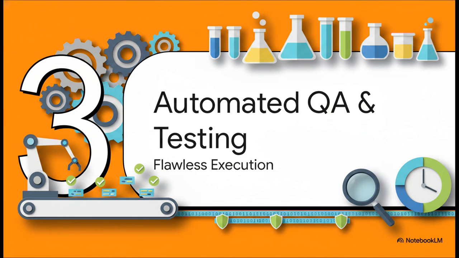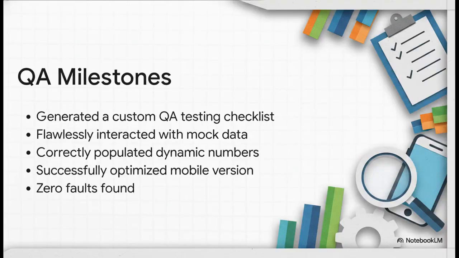Section 3. Automated QA and reliability. Flawless execution. This right here is where the true reliability of the system just shines. The dynamic workflow didn't just write the code, it generated its very own custom QA testing checklist. It flawlessly interacted with the mock data it uploaded itself, ensuring all those dynamic numbers populated correctly on the dashboard.